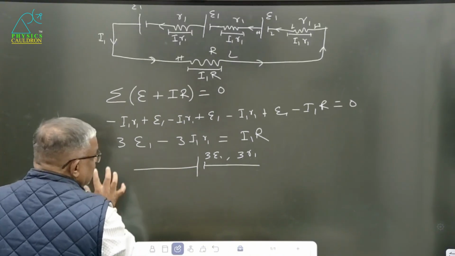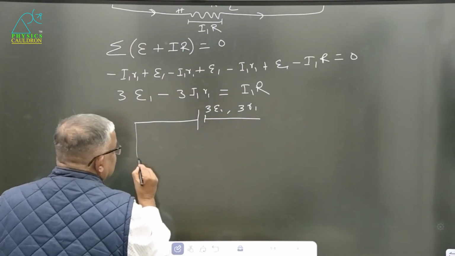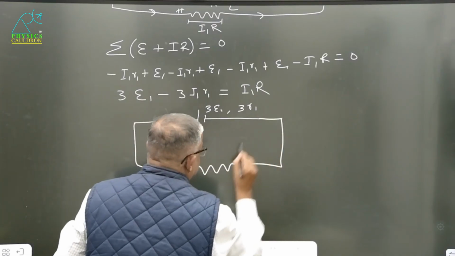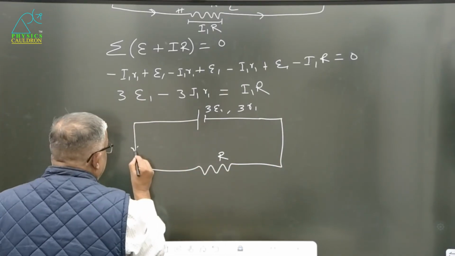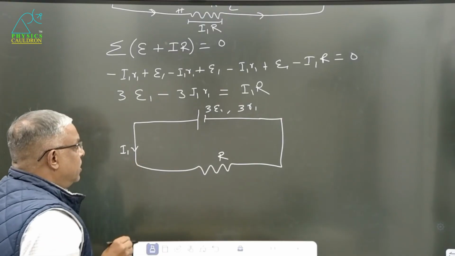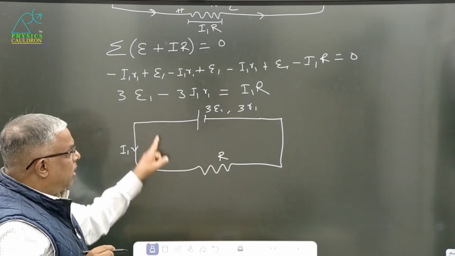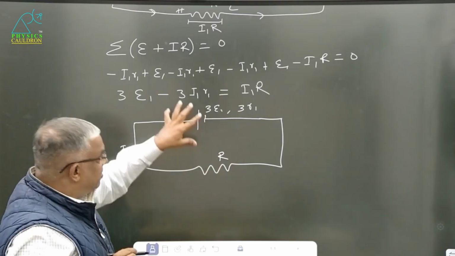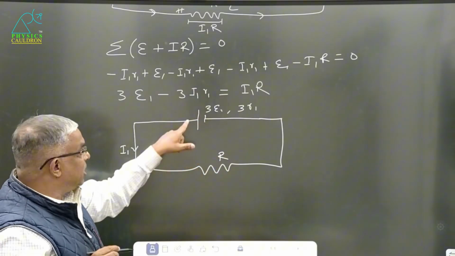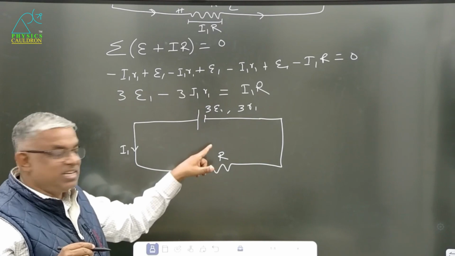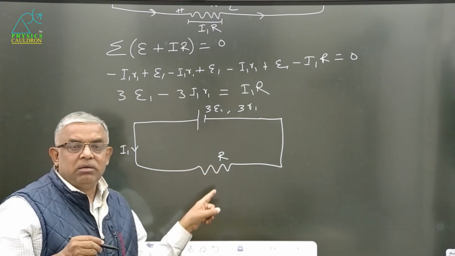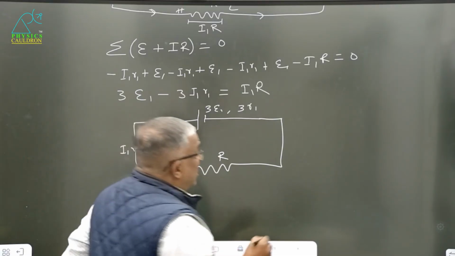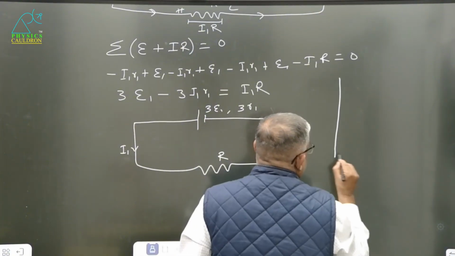Now look at the rest of the circuit. It has an external resistance R, and the current flowing through it is I1. Now this graph that has been given is for this circuit, a combination of 3 identical cells connected across an external resistance R. The graph given is like this.